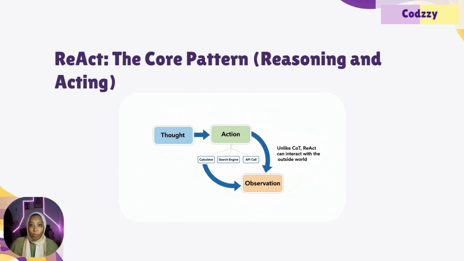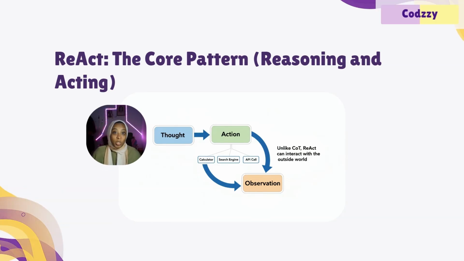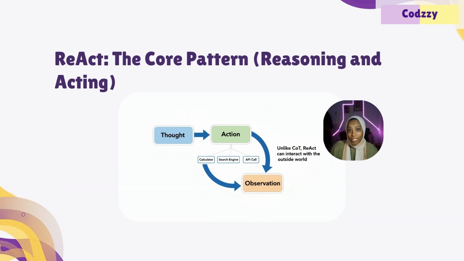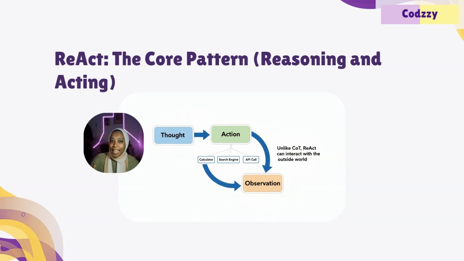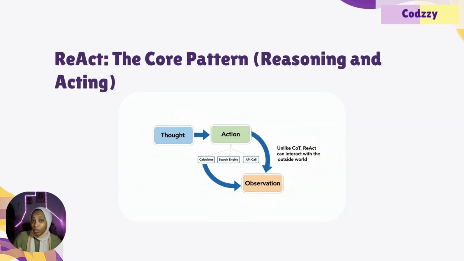Here's the ReAct loop. This is the core pattern. The AI starts by thinking about what to do next. Then it takes an action, like using a calculator, searching the web, or calling an API. It observes the result, and based on that observation, it thinks again about the next step. This loop continues until the task is complete. The key difference from basic chain of thought: ReAct actually interacts with the outside world, not just reason internally.